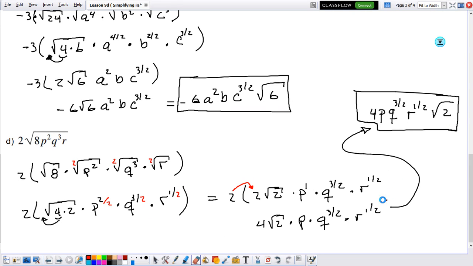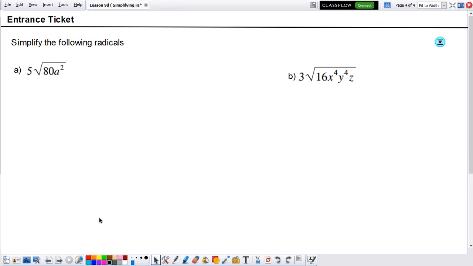Now, in the next slide, here's your entrance ticket. Just try to simplify the following 2 examples here.